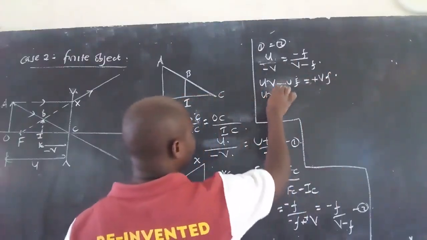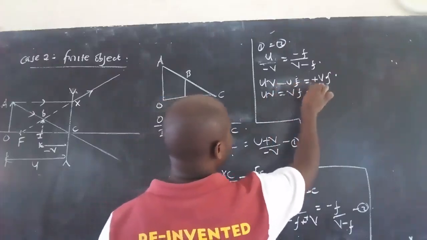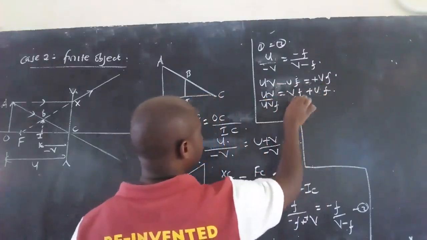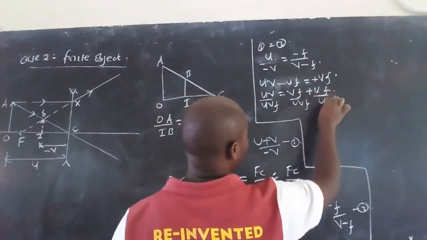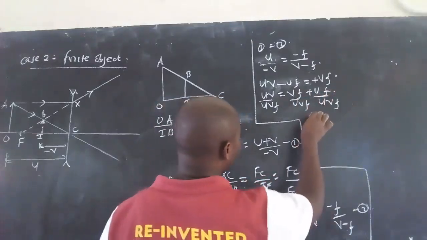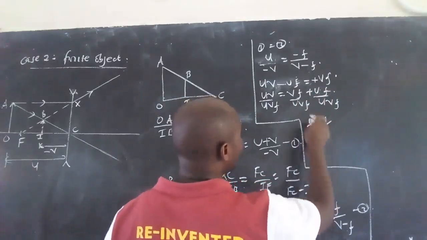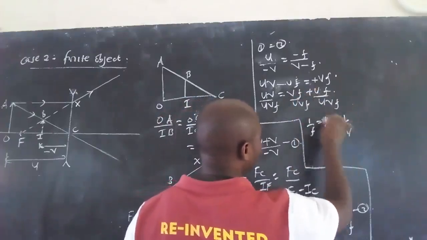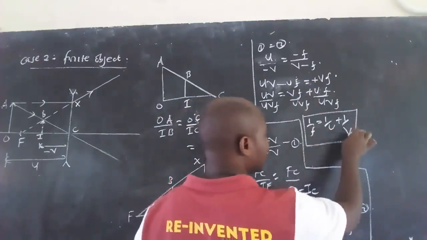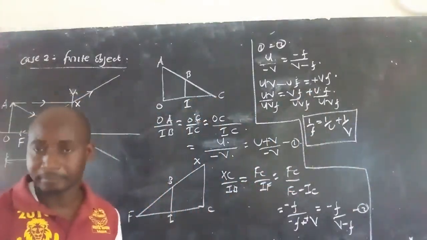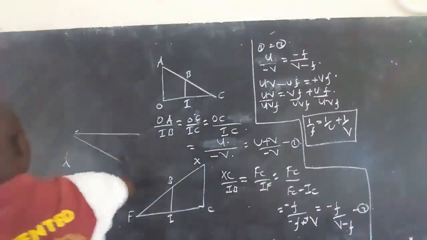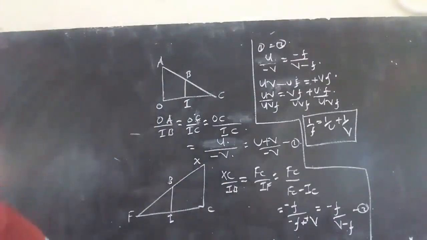Okay? So meaning that UV will become VF plus UF. Divide both sides by UVF. So we shall have 1 over F equals 1 over U plus 1 over V. Very important equation. Then we move on. So that is case 2. We are done with the lens formula.